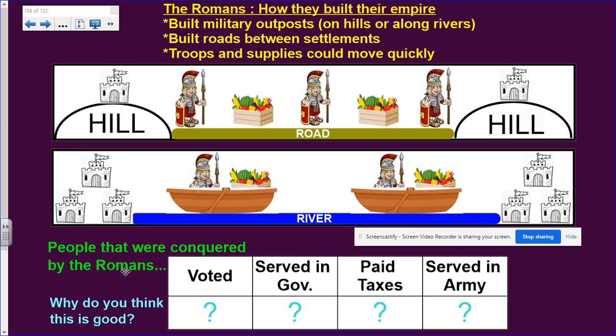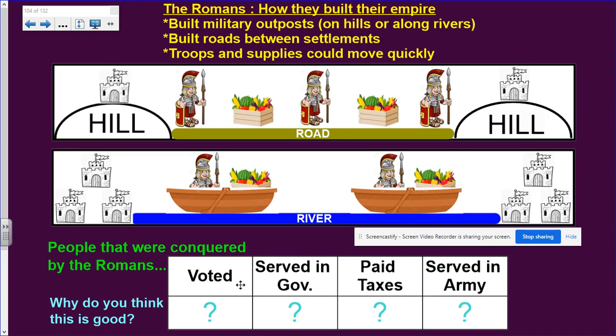Okay. People that were conquered by the Romans could also serve in the Roman government. All right. Why would we think that's good? Well, kind of the same concept as the voting, but realistically, those people would also, again, feel like they were being allowed to be part of something. They felt like they were actually important in Roman society. And again, they could bring their new or different ideas to the table. So again, they were not just treated like slaves or the low class or whatever. They were actually allowed to be part of the Roman government.